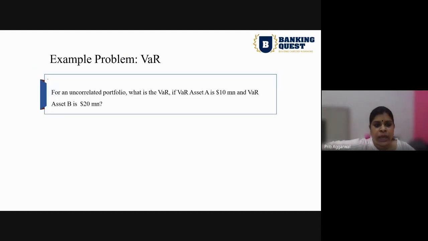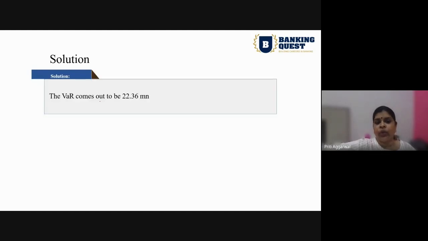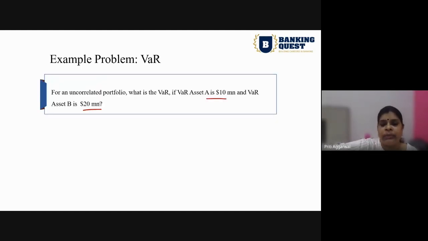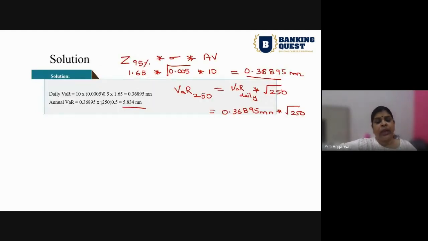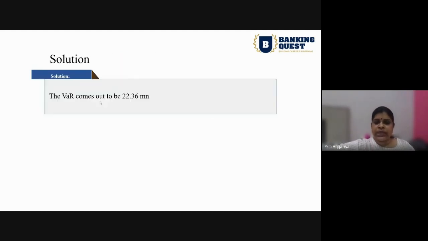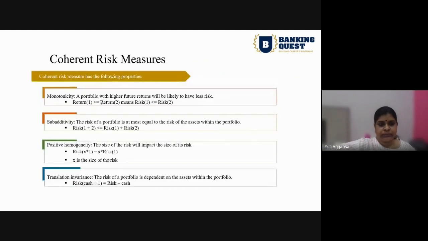So, for an uncorrelated portfolio, what is the VAR? If the VAR of asset A is 10 million and the VAR of asset B is 20 million, friends, if they are uncorrelated, what will be the VAR? It will be based on whatever is the weightage given to both of them. I'm using those weights, and that will give me a VAR of 22.36 million.